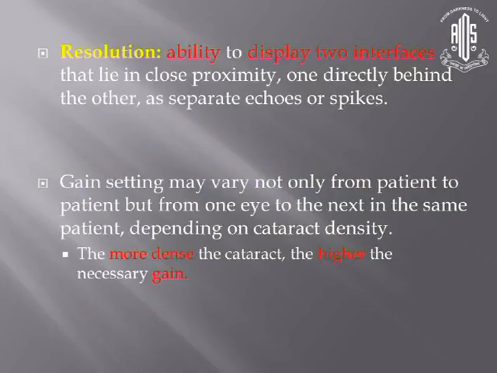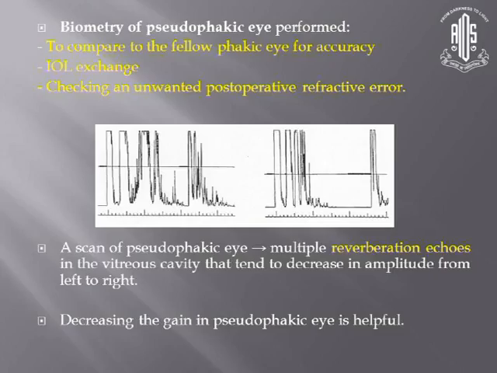There are two things which are important. One is resolution and second is gain. Try to measure with the minimum gain possible. In slightly denser cataract, you might need to increase the gain of your machine. This is a small comparison of phakic and pseudophakic eyes.